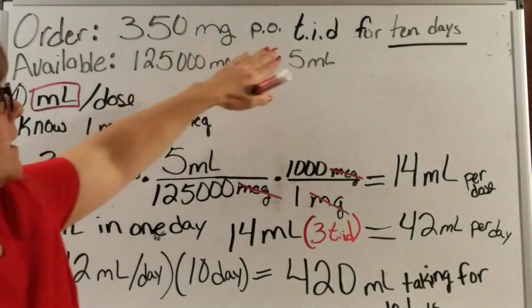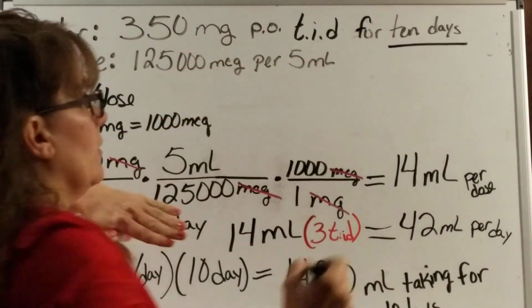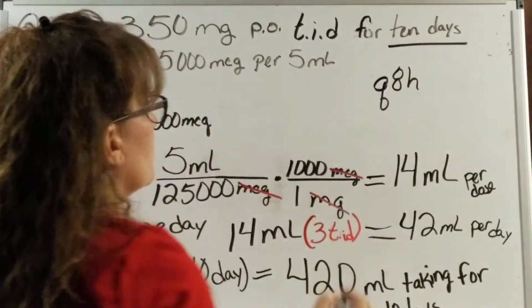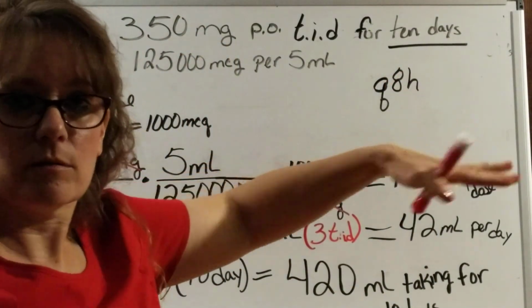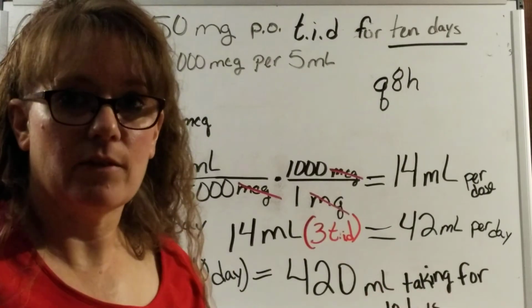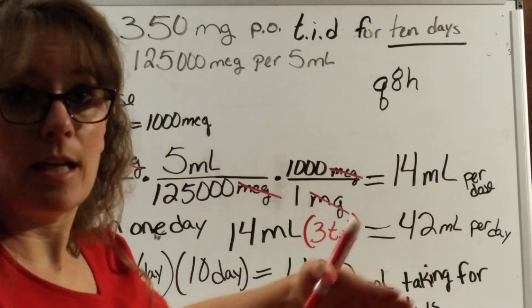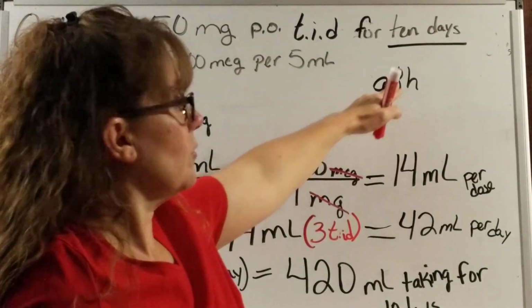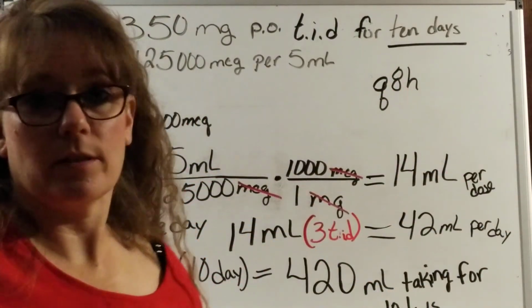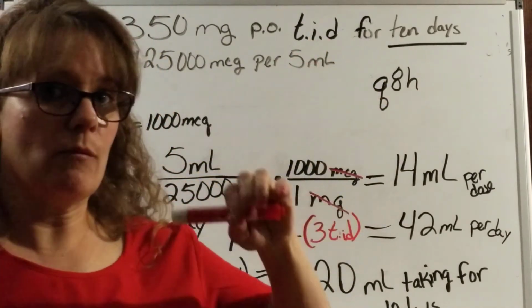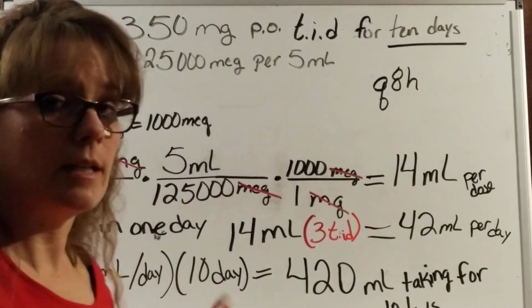Now, guys, this could have been TID, could have been Q8H. That's every 8 hours. There's 3 sets of 8 hours in a day. That would have given us 3 doses, or 3 times to take a dose. Could have been Q6H, which would have been 4 times. So make sure you know what all those mean so you can understand what the question's asking, and it will make it easier to solve.